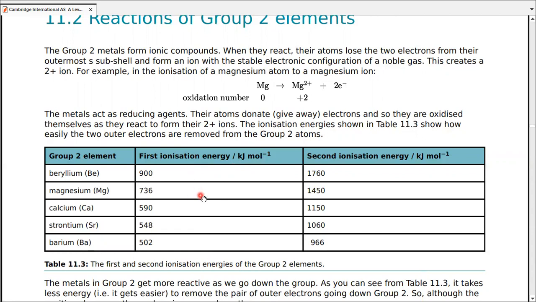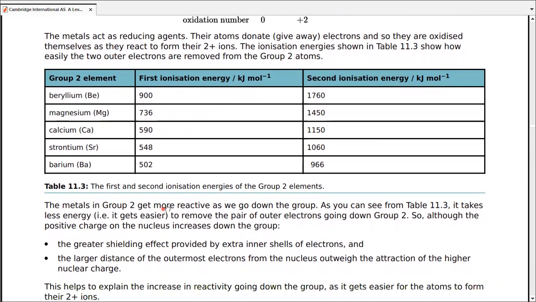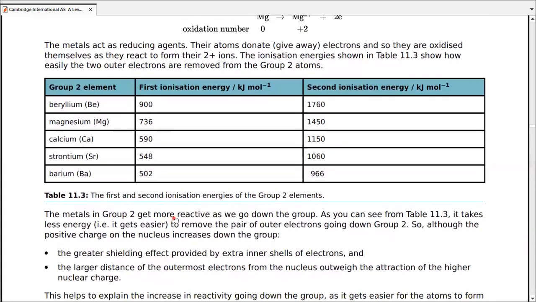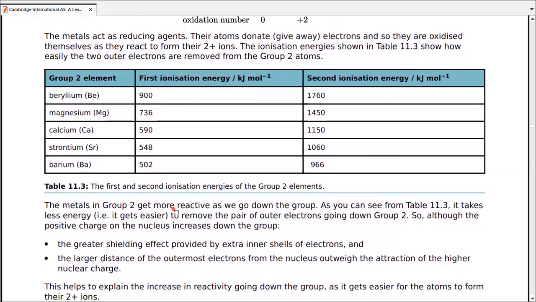The more reactive they are, the better they are at working as reducing agents. Now, their atoms donate or give away electrons. They are oxidized themselves, so they react to form 2+ ions. The ionization energies are shown over here, which gives you a pretty good idea that when we move from top to bottom in a group, the first ionization energy decreases, which is also an identifier of why they become more reactive going down the group.